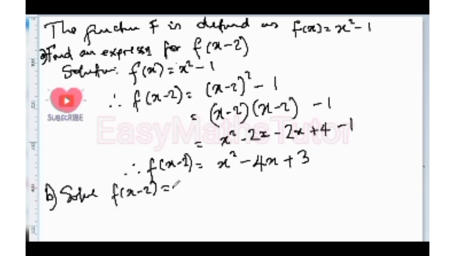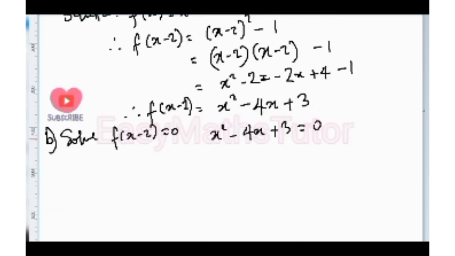And now b, we are solving for f of x minus 2 equal to 0. So that means we will have a quadratic equation x squared minus 4x plus 3 equal to 0 to find the values of x. First of all, we'll find two factors of plus 3, which multiply to give us plus 3 and add to give us minus 4. And those factors are minus 1 and minus 3. So we'll write x squared minus x minus 3x plus 3. Remember, the coefficients are minus 1 and minus 3.